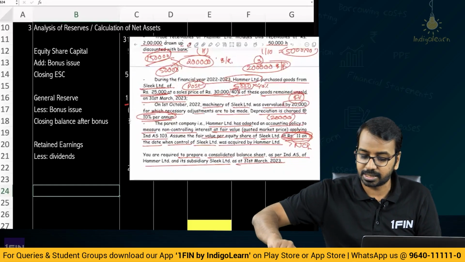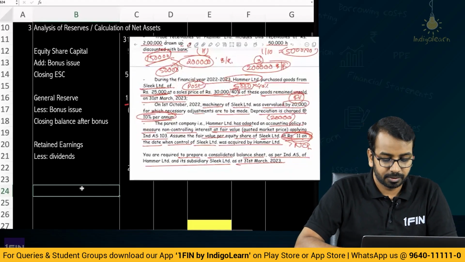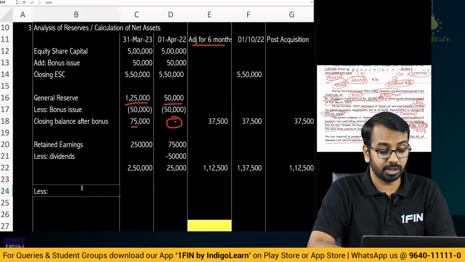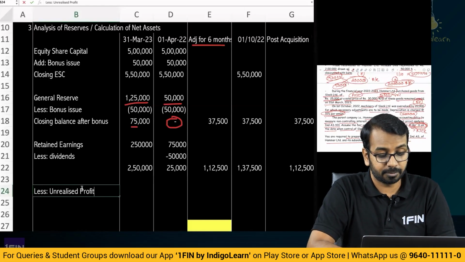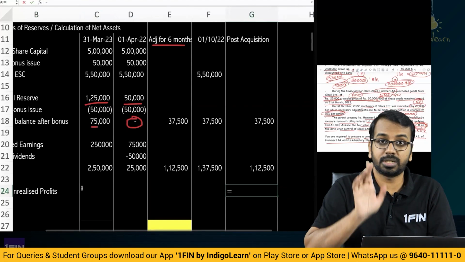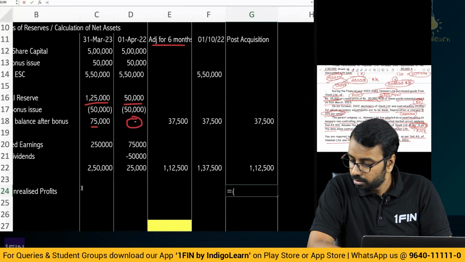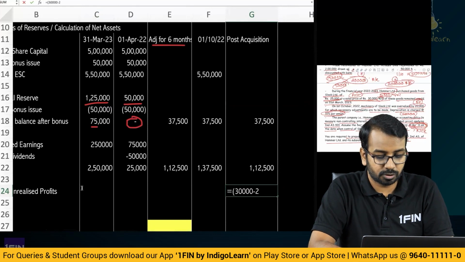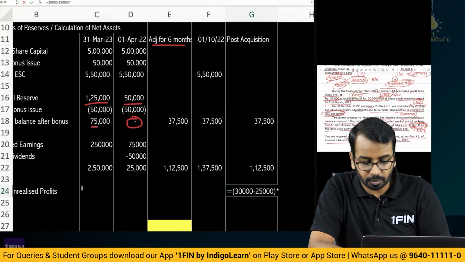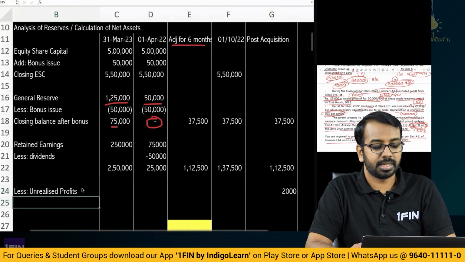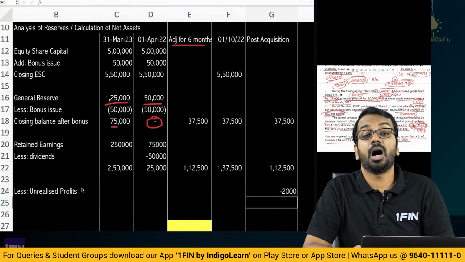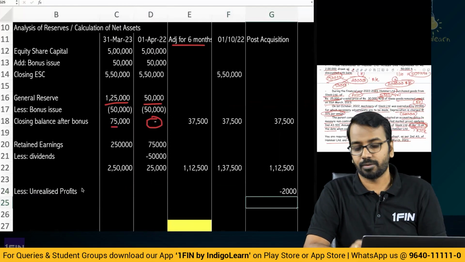40% of these are still unsold. So here we will make the adjustment for post acquisition, not on the date of acquisition, less unrealized profit. How much is that? That is only in the post acquisition column, 30,000 minus 25,000 multiplied by 40%. 40% remains unsold, that is 2,000. So 2,000 is unrealized profit that we have to reduce from post acquisition profit.